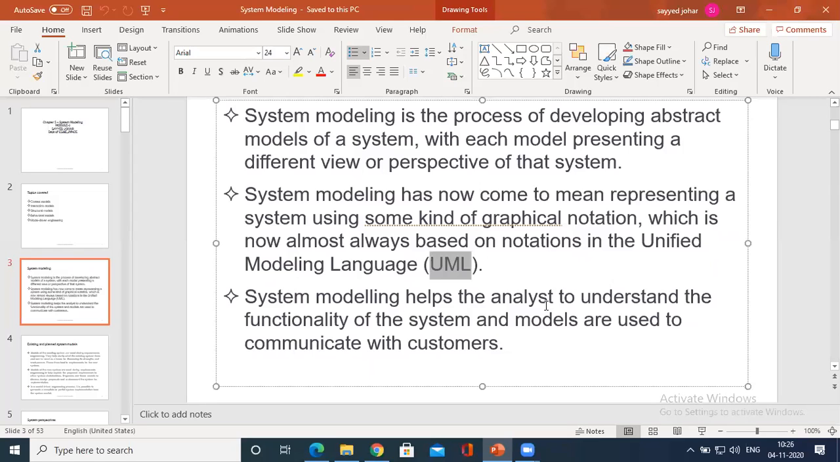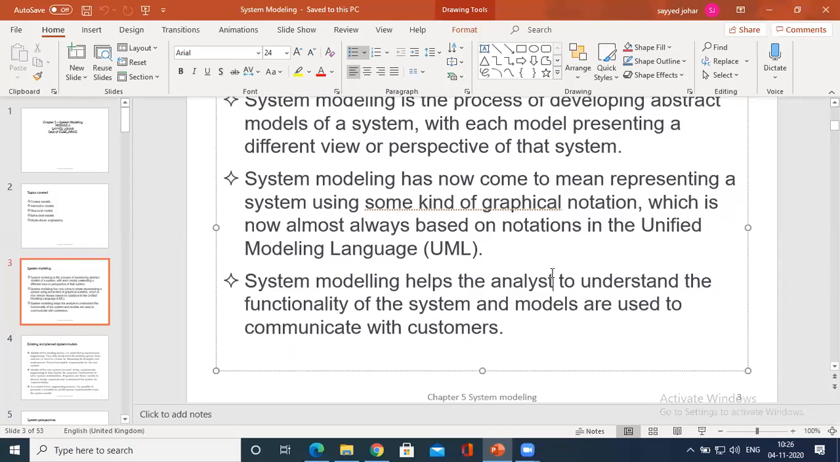System modeling helps the analyst. Who is an analyst? The analyst is a person who gathers the requirements or scrutinizes the requirements, analyzes the requirements based on what the customer gives, what has to be developed. These requirements are being scrutinized by the analyst. So system modeling definitely helps the analyst to understand the functionality of the system, how the system works, and models are used to communicate with the customers. So definitely models help us to communicate with the customers.